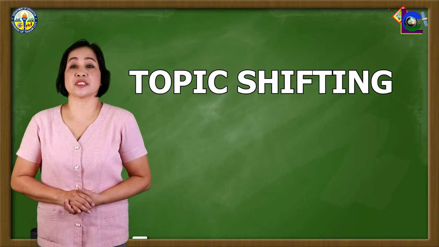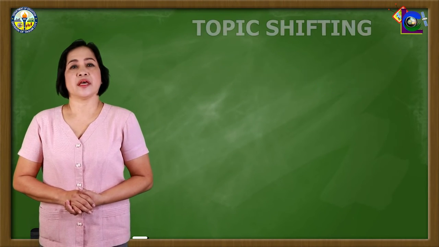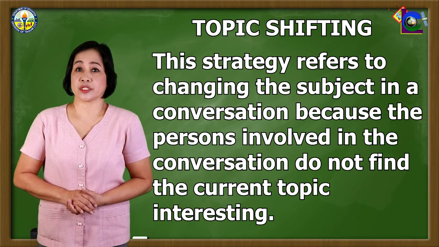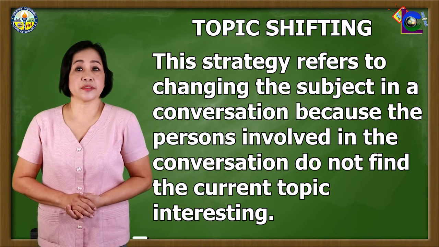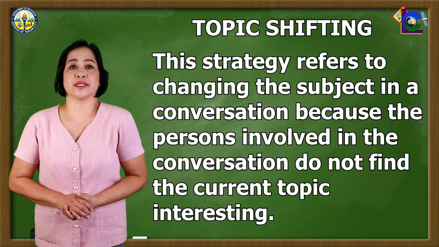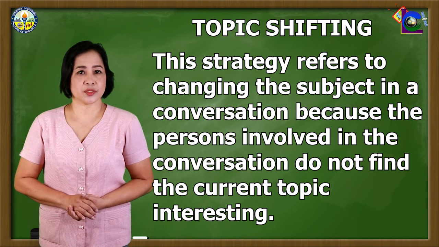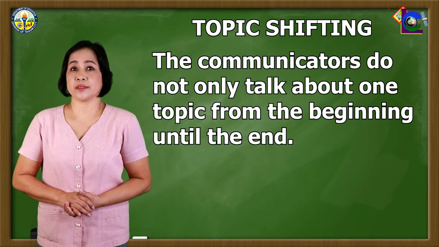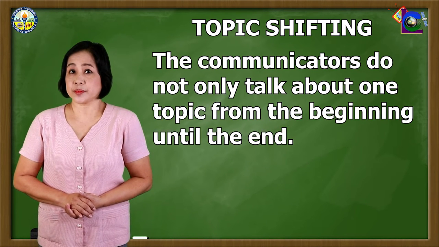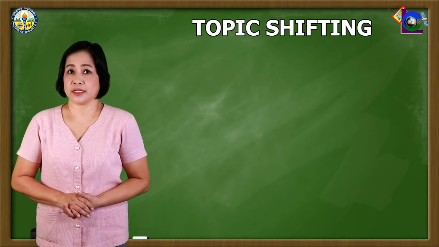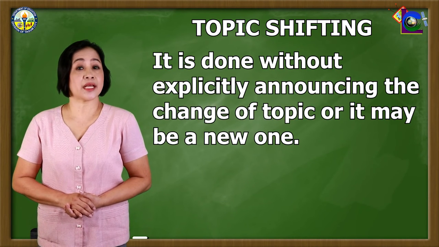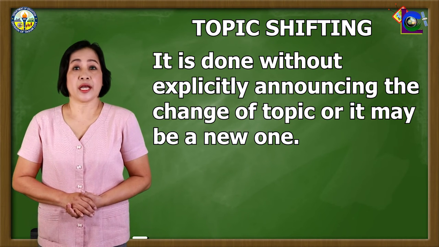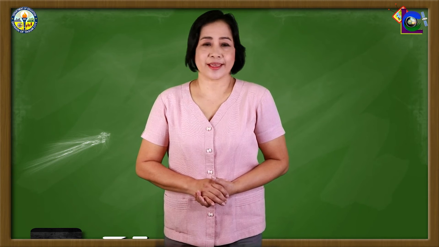Fifth is about topic shifting. This strategy refers to changing the subject in a conversation because the persons involved do not find the current topic interesting. The communicators do not only talk about one topic from the beginning until the end. It is done without explicitly announcing the change of topic, or it may be a new one, and here are the examples.